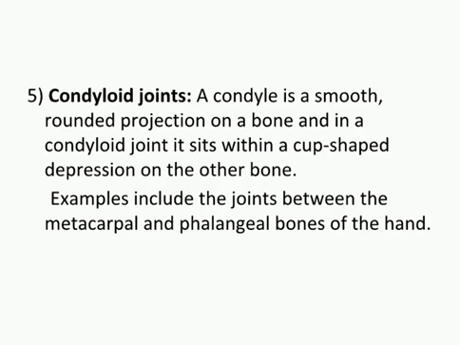Now the next type of joint is the condyloid joint. A condyle is a smooth rounded projection on a bone, and in a condyloid joint it sits within a cup shaped depression on the other bone. One example of a condyloid joint is the joint between the metacarpals and the phalangeal bones of the hand.